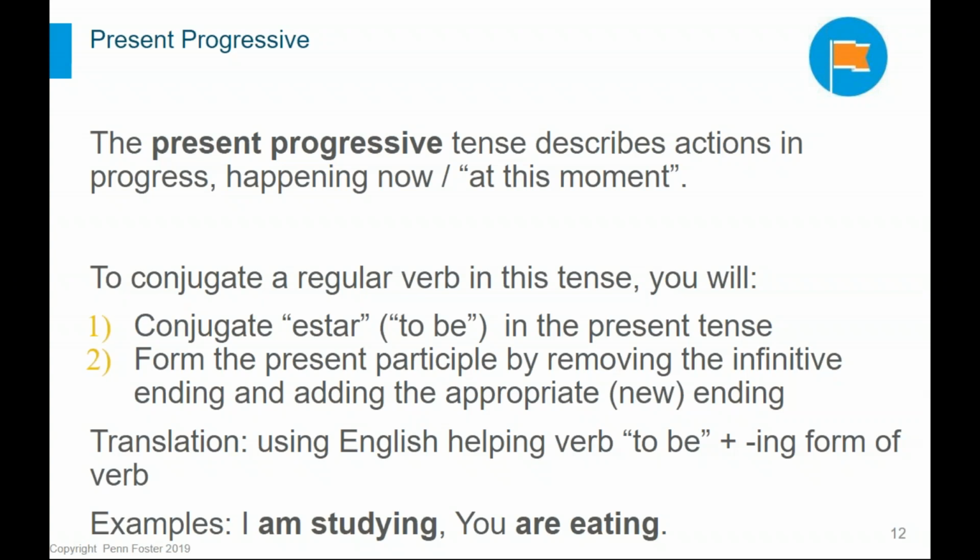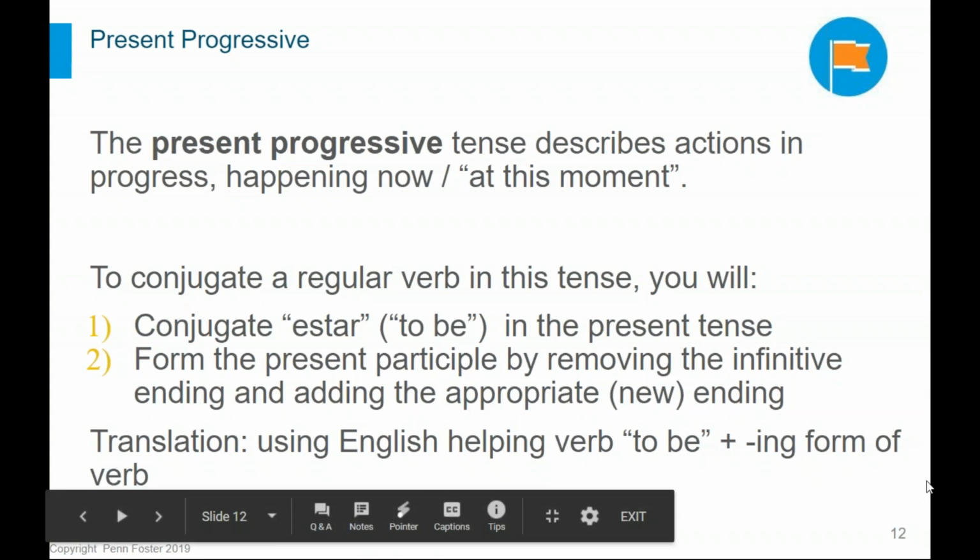So you have your helping verb to be, followed by the ing form, the present participle, also known as the gerund, and you see some English examples down below. That second step in English will always end in ing, and Spanish has very specific endings to represent that ing. And we'll talk a little bit more about that on the next slide.